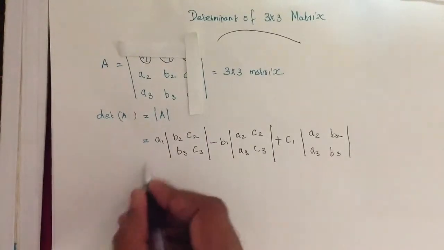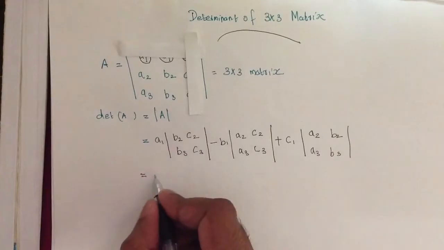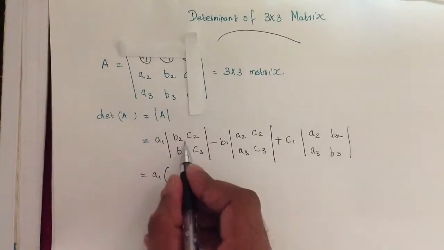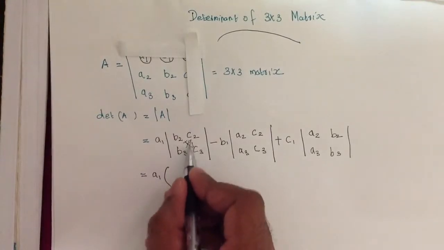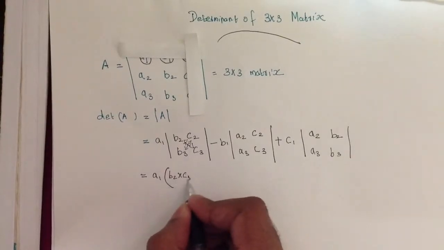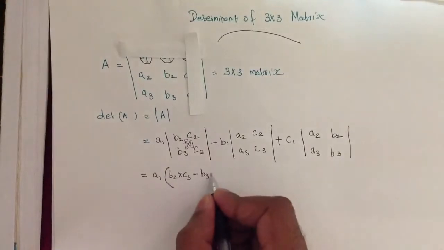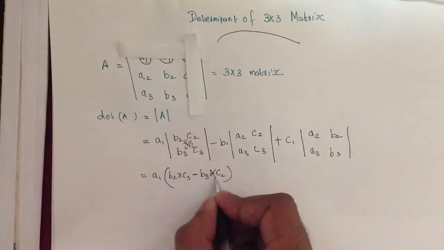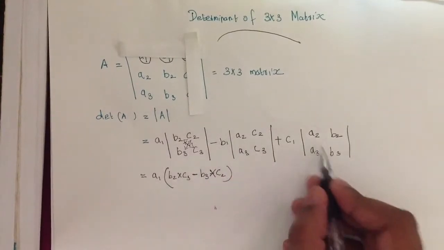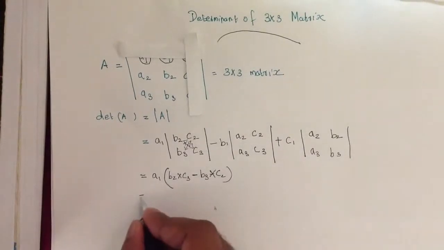Now evaluating the same. For the first one, we have a1 times, we multiply diagonally: b2 into c3, the sign will be minus, and b3 into c2. Similarly here also: a2 into c3 minus a3 into c2, and a2 into b3 minus a3 into b2. The sign will be minus, so we will get the answer.